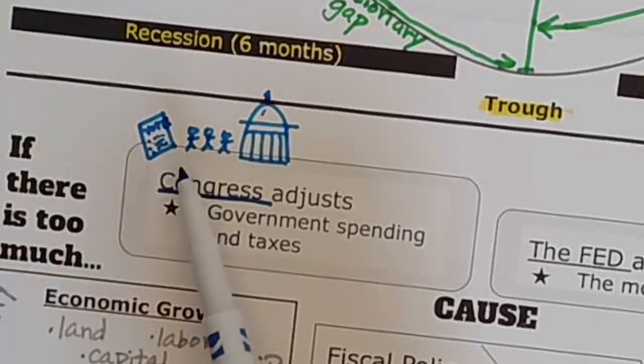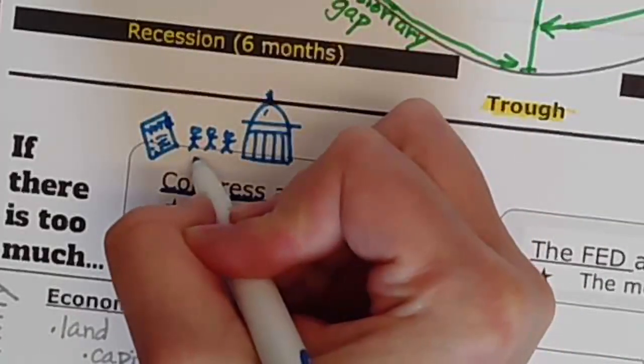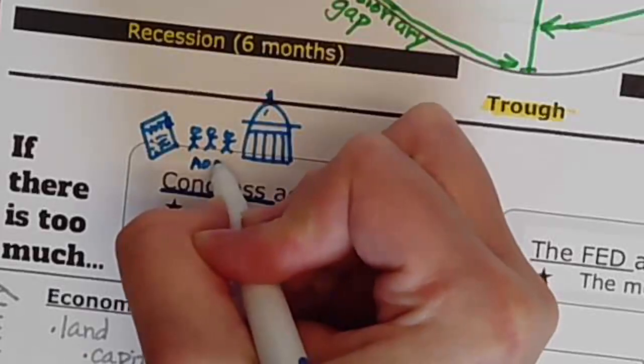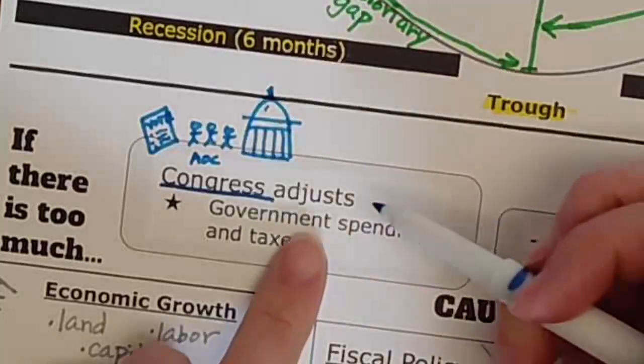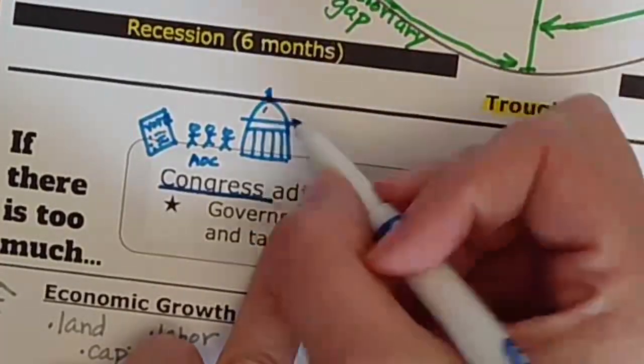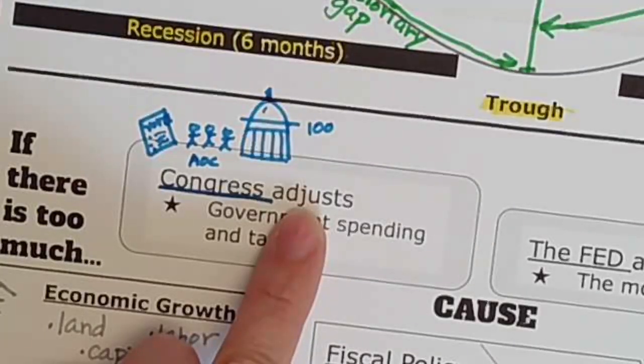One of my favorite people, and it might help you remember who Congress is, is AOC. She actually represents New York. So if you know Alexandria Ocasio-Cortez, she's one of our representatives. And this is how we actually can affect our business cycle too. We affect the economy with the people that we vote into office.